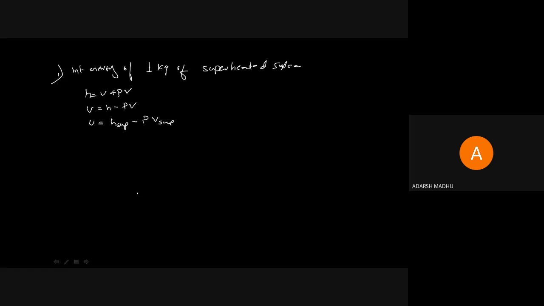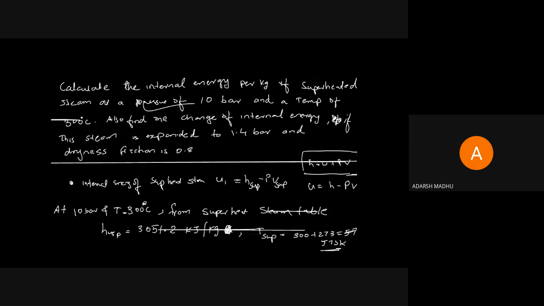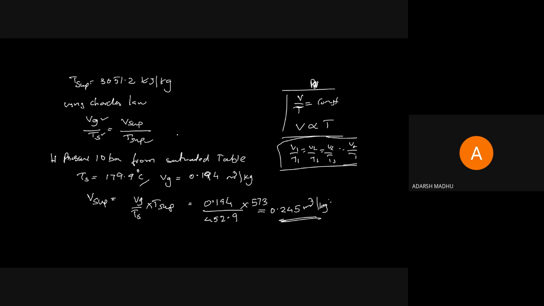So don't forget the equation of U equal to H superheat minus P V superheat. Okay, so you want to find the value of H superheat and V superheat. To find the value of H superheat, some data are needed. In the last question, the H superheat value we had taken was 3051.2 kilojoule per kilogram. We had taken that value from the superheated table, right?